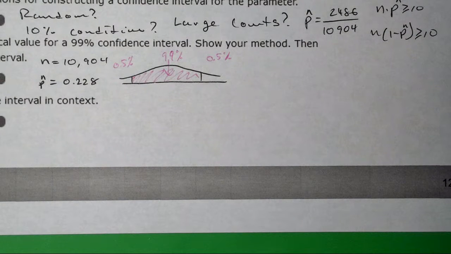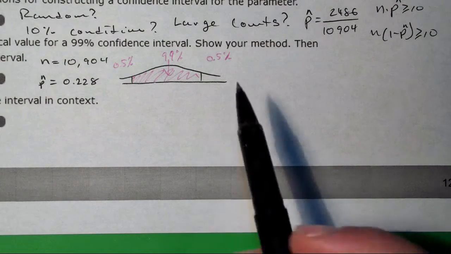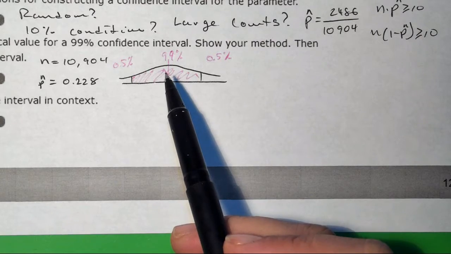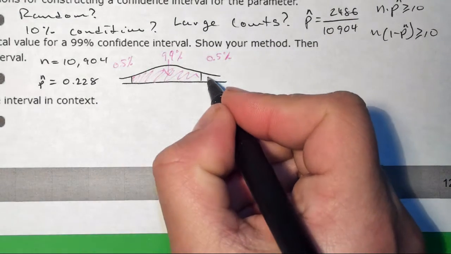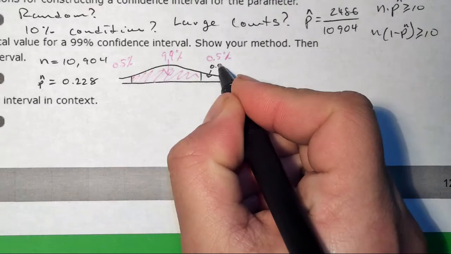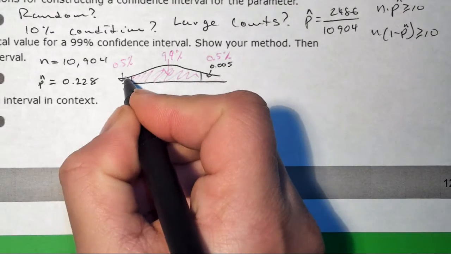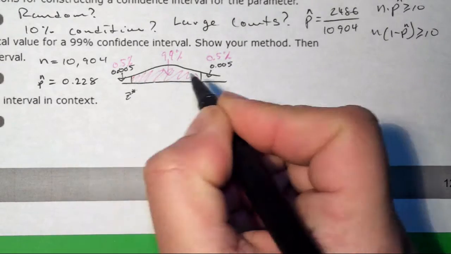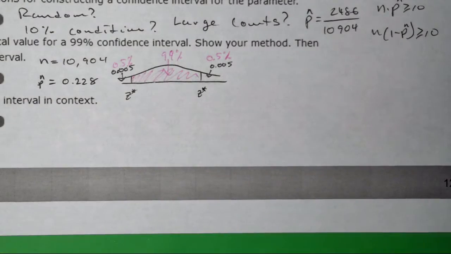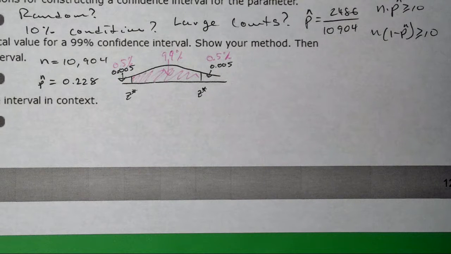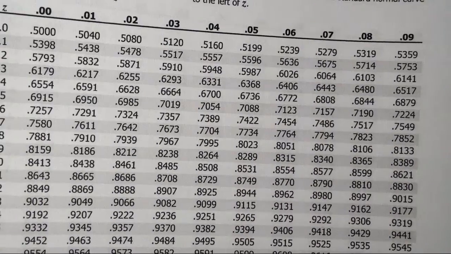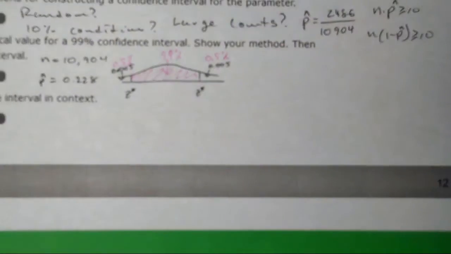Okay, but when we look up probabilities on their z-tables, they don't give you the percents, right? They just give you the decimals. So technically everything under here is 0.005, and everything under here is 0.005. So what's the z star value, the critical value at 0.005? So we're going to go to our z-table. Where's my z-table? Okay, there's my z-table, and I'm going to find 0.005.